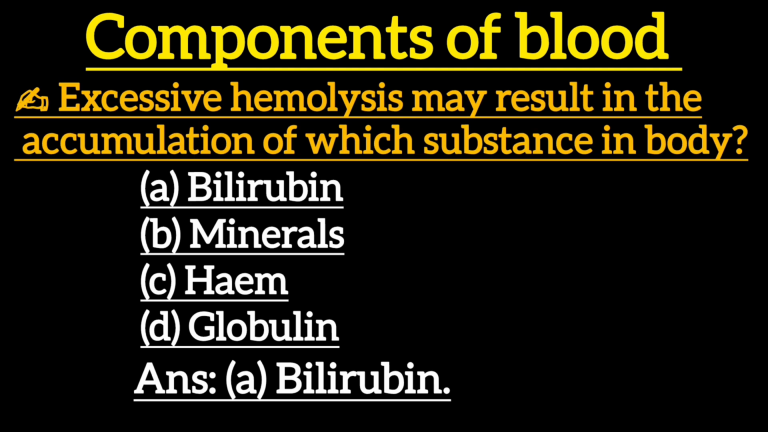Next question is excessive hemolysis may result in the accumulation of which substance in body? Option A bilirubin, option B minerals, option C heme, option D globulin. Correct answer is option A bilirubin.